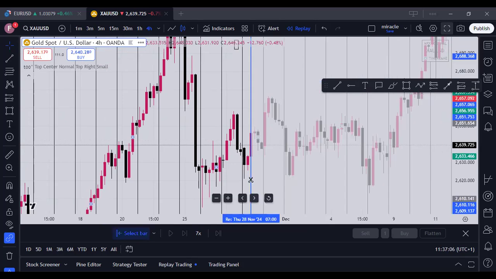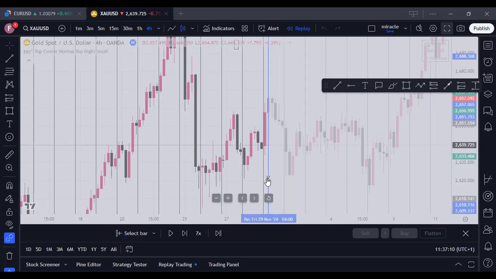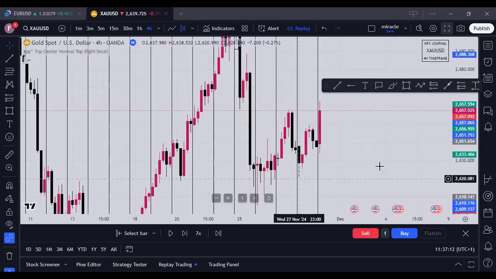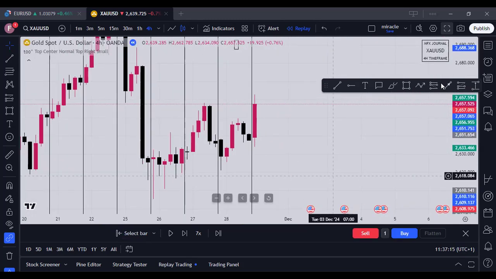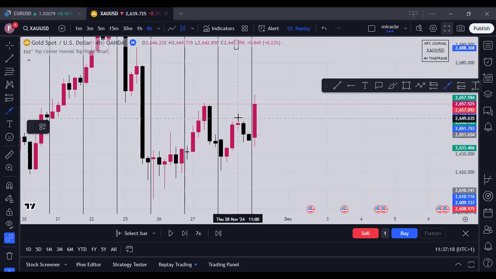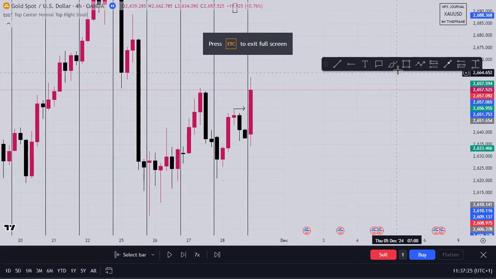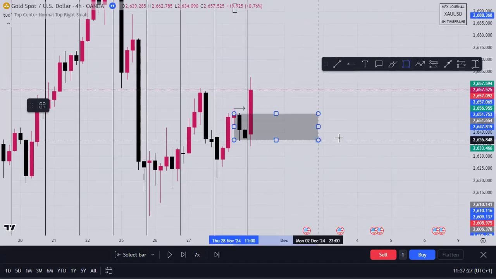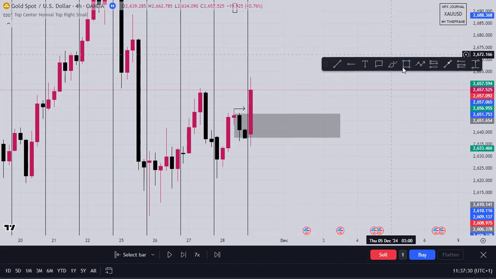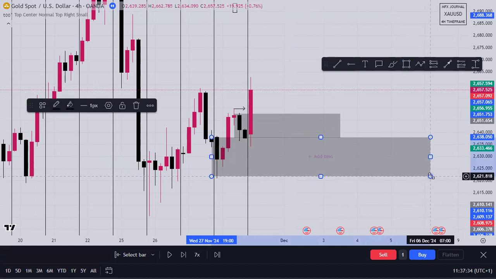Right here, if you look at this pair, I can clearly see that a shift has happened on the 4 hour right here, and you guys can validate that. And then price provided two areas of liquidity, which is this area of liquidity and this area of liquidity and this area of liquidity. Right? So these are the places that price has created.